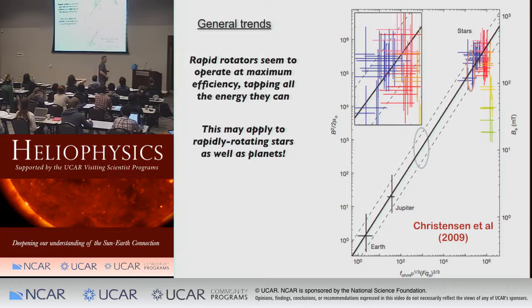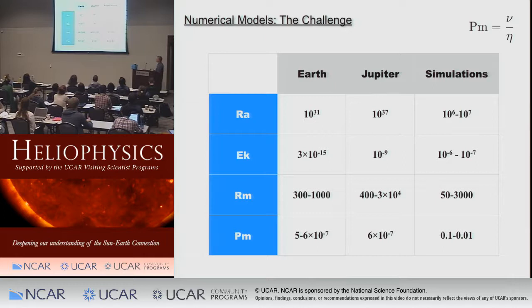All right, so the challenge with numerical models is that the parameters that we can achieve with the models are nowhere close to what the real parameters are. So this is the Rayleigh number, which quantifies buoyancy versus dissipation. Here's the Ekman number, which quantifies the Coriolis force compared to the viscous force. This quantifies the advection versus the magnetic dissipation. And this is the magnetic Prandtl number, you may have seen this already. This is the viscous diffusion versus the magnetic ohmic diffusion.